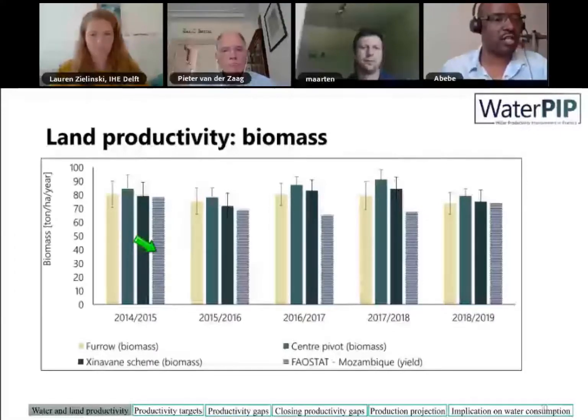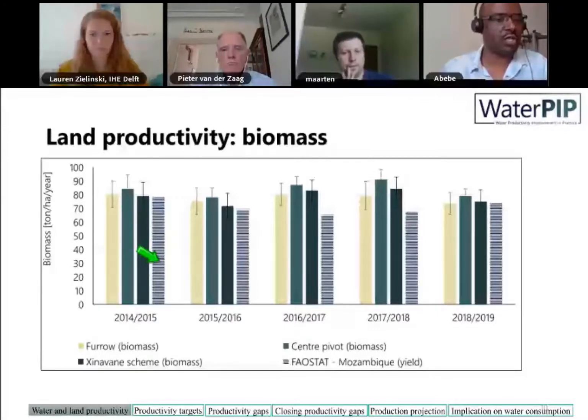In fact, the difference between those is not purely a difference, but rather it's because the last one shows the yield, which means after multiplying the biomass by the harvest index. Also, the yield from the FAO stat for Mozambique is an average over the whole Mozambique area, which includes rainfed. So this is the biomass, and as you could see, the variation is there across technologies, and also the bar shows the standard deviation across space.